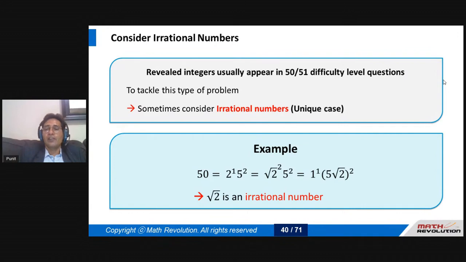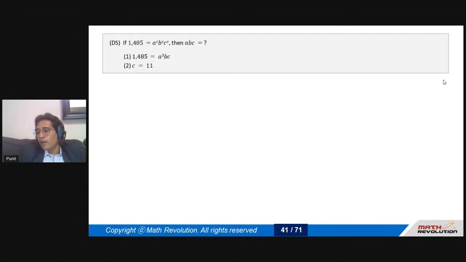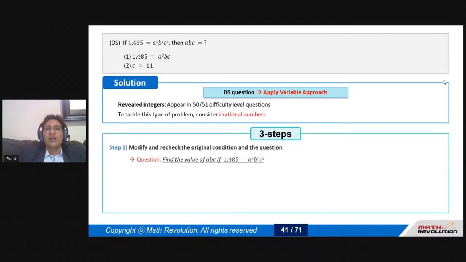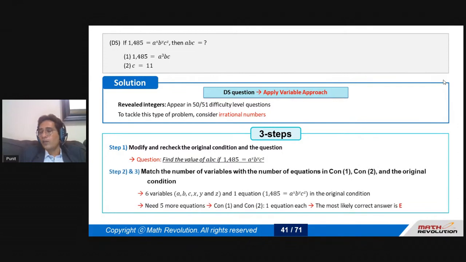Root 2 here, or a square root of 2, is considered to be an irrational number. Now, what happens if irrational numbers are not considered, and what difference can it make? So let's say we have a DS question which says 1485 is expressed as a to the power of x, b to the power of y, and c to the power of z. Then what is the value of a, b, c? Condition number one directly says 1485 is a cube bc. So that says you already have a power and c is 11. Now there are six variables involved: a, x, b, y, c, z, and there is only one equation, so definitely the answer goes as E.